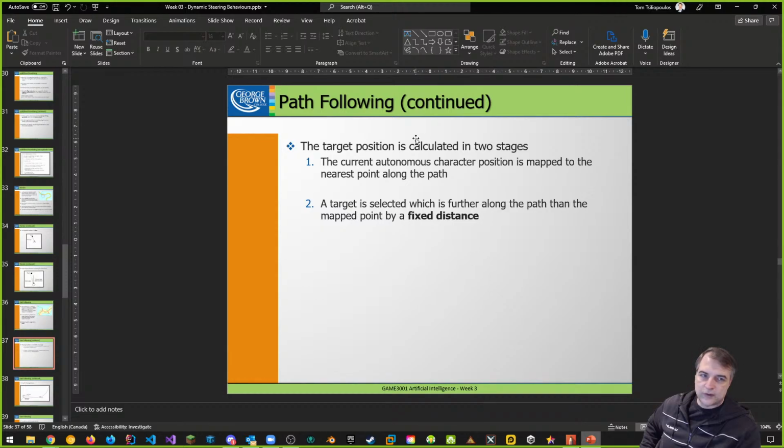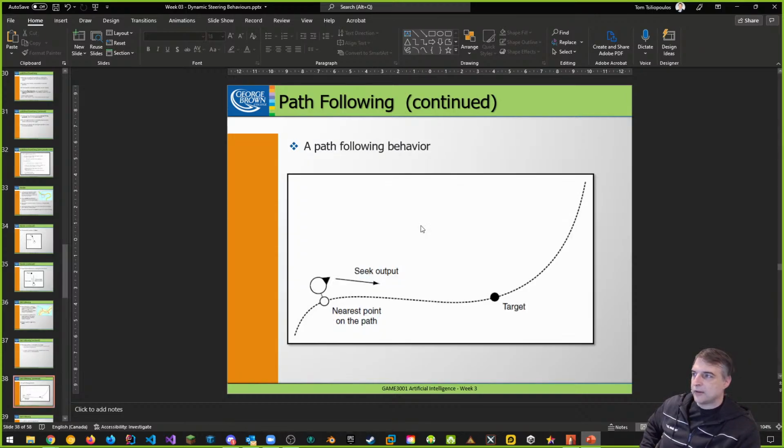Again, the process looks like this. 1, the current autonomous character position is mapped to the nearest point along the path. What's that nearest point, right? And 2, a target is selected which is further along the path than the mapped point by a fixed distance. So I want to get to the next point, as an example. And then we seek to that particular point. It kind of looks like this. So this is our seek output. Here's where I am right now, the nearest point on the path, and this is where I want to be, and I seek to that position, right?